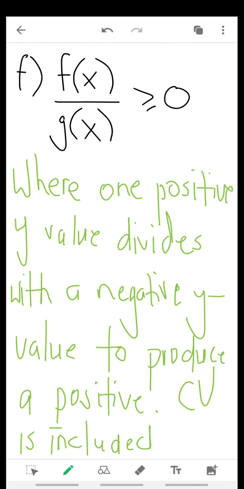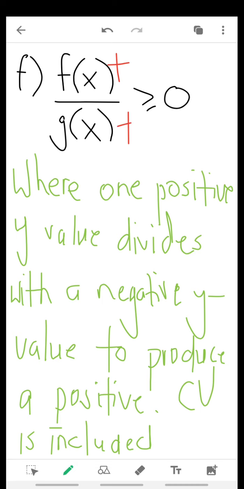The sixth case is the same as multiplication. Here, remember, this means greater than or equal to 0. So our critical values will be included, but we are also saying where f and g divide such that you get a positive, and the critical values will be included. So when we look into this problem, remember, for us to get a positive, f and g must both be positive.